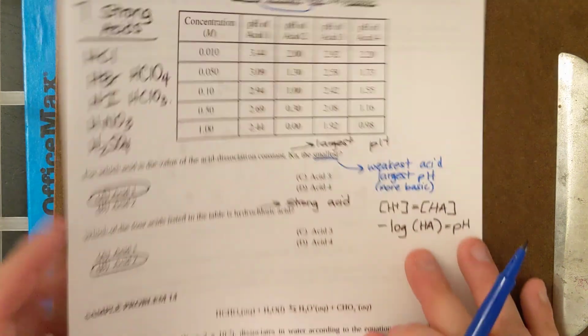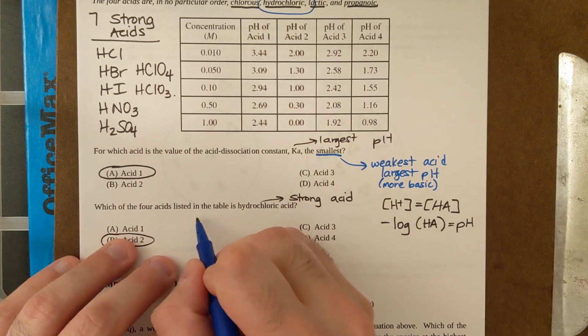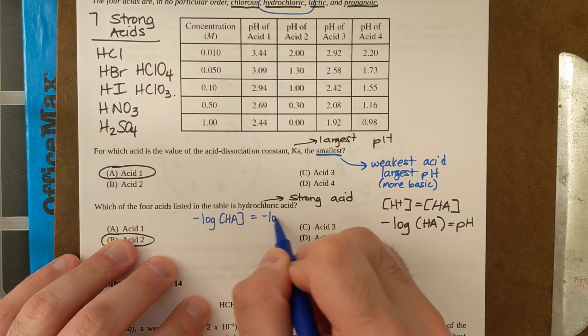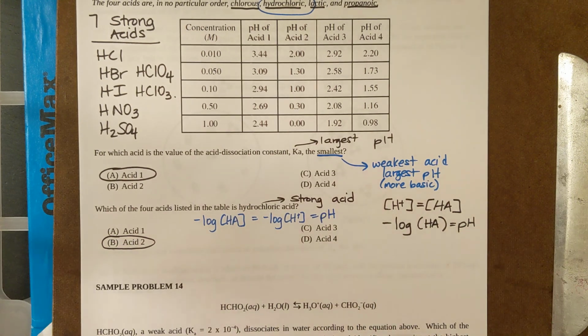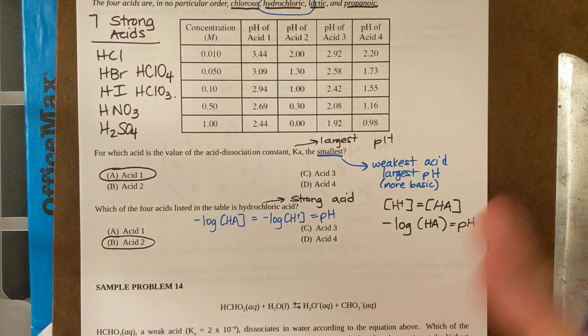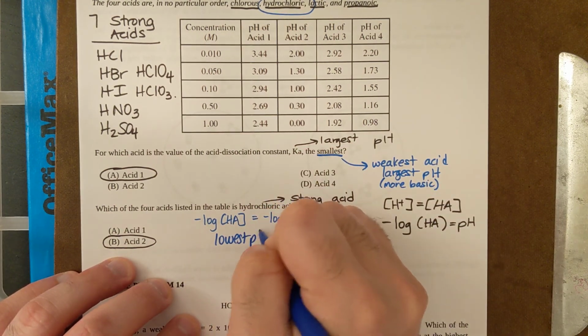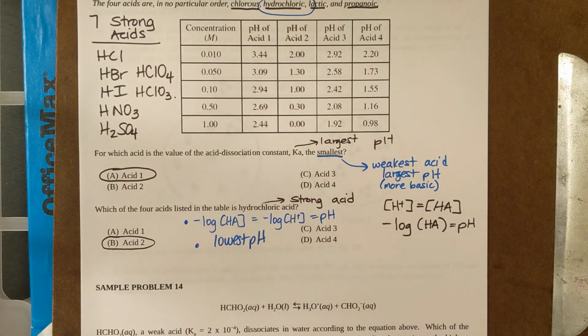And then in number 2, it says, which of the 4 acids listed in the table is hydrochloric acid? It's a strong acid. If you take the negative log of the concentration of HA, that's going to be equal to the negative log of the concentration of H+, which is equal to the pH. If I take the negative log of the concentration of the acid and I get pH directly, that must mean it's a strong acid. Also, I'll probably be looking for the one that has the lowest pH. So there's 2 things here, because it'll be my strongest acid: one in which I take the negative log and it gives me the pH directly from the concentration of the acid, and whichever has the lowest pH.